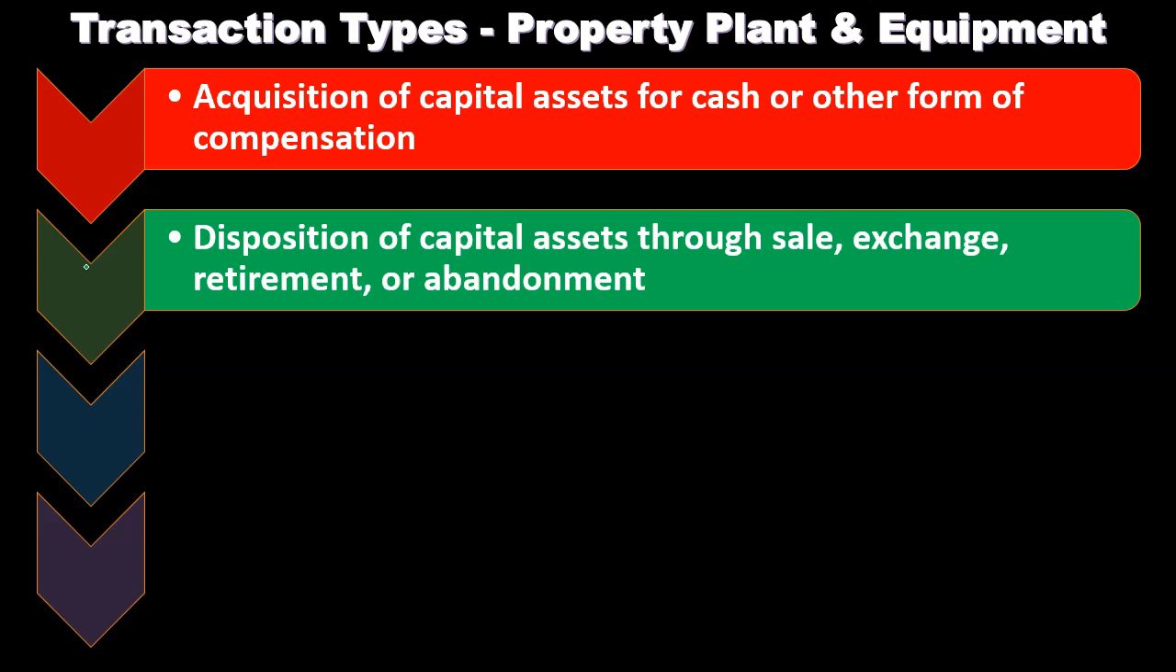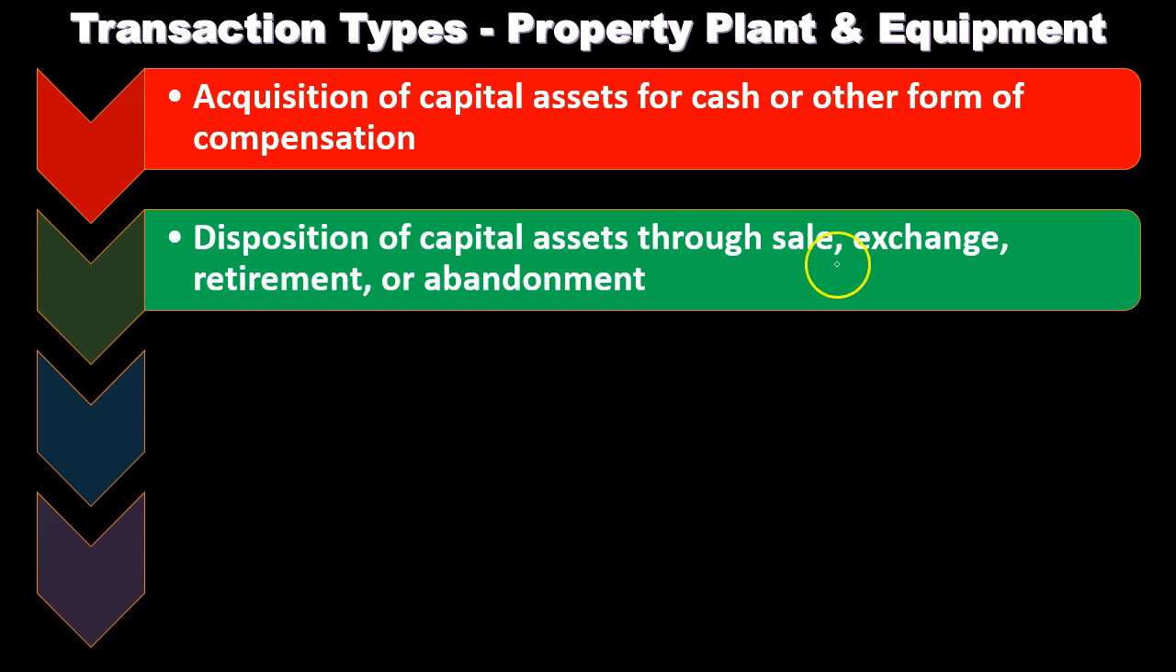Disposition of capital assets through sale, exchange, retirement, or abandonment. So the property, plant, and equipment may be leaving the organization. That's another type of transaction that can happen. That could happen through a sale. They might sell property, plant, and equipment. Remember, property, plant, and equipment is not a normal sale within the normal type of business processes. We're not selling inventory. We're selling some type of equipment like a forklift or something. That's going to be more of an unusual type of transaction.